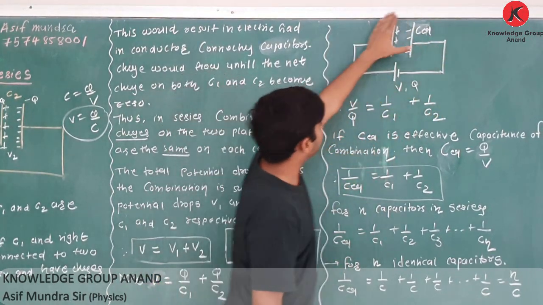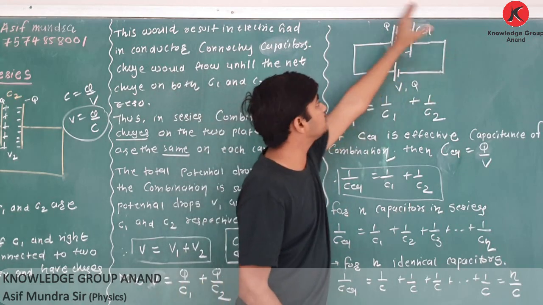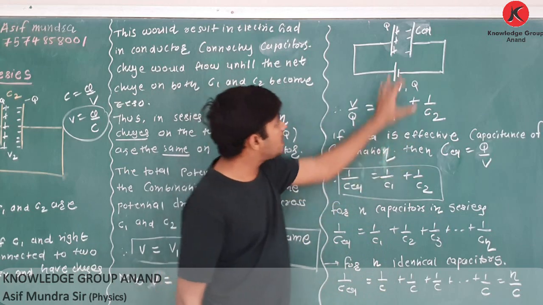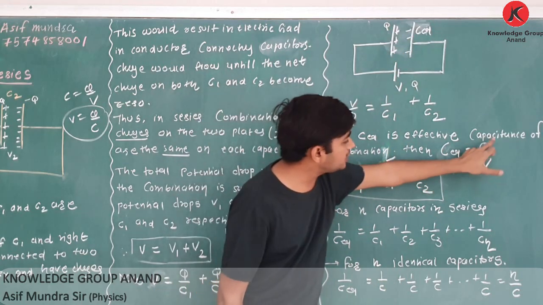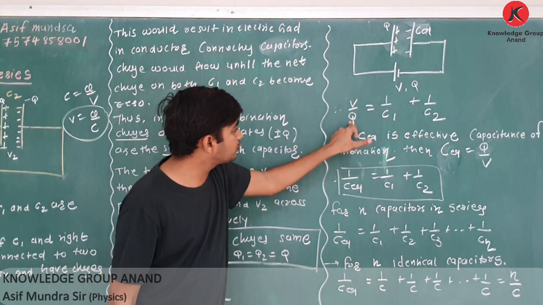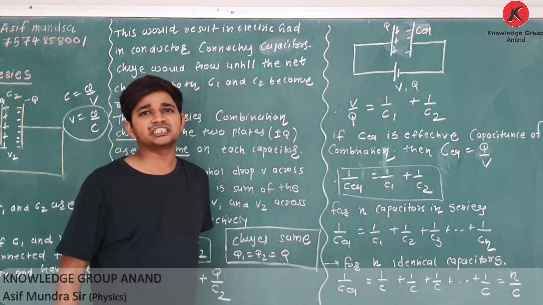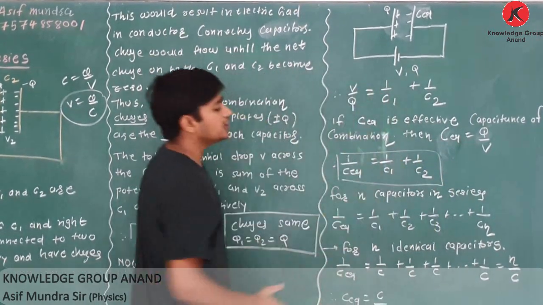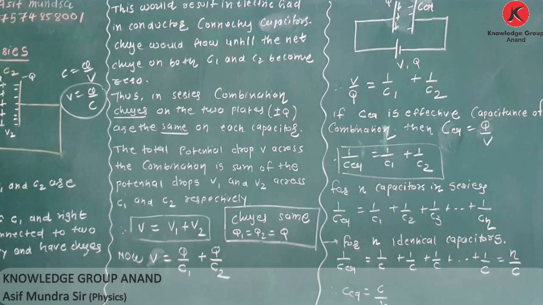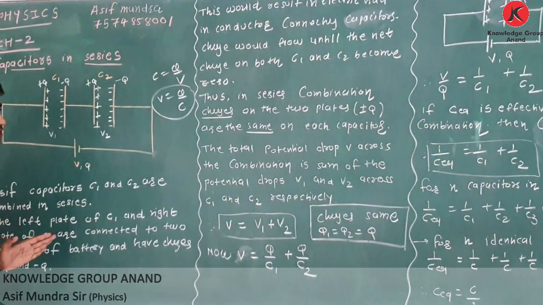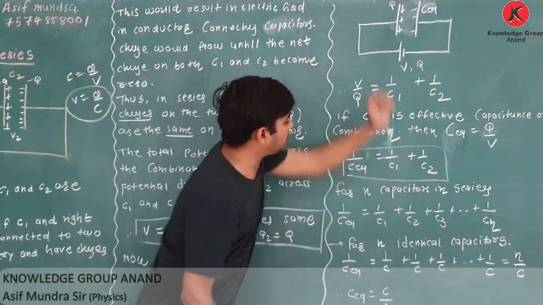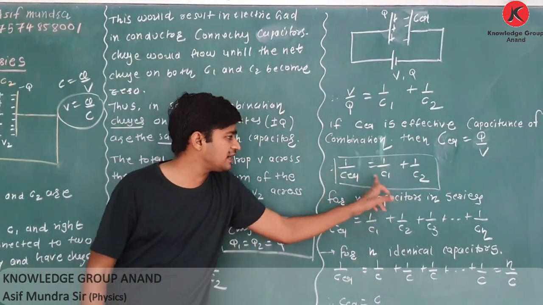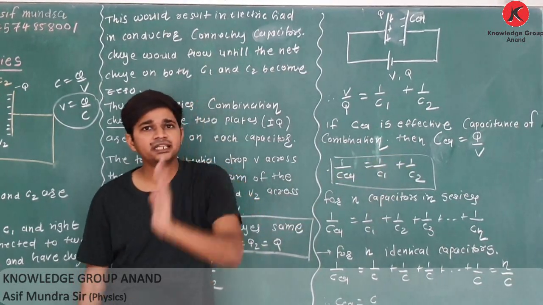So, see, if you make a relation for this capacitor, if C equivalent is the effective capacitance of the combination, then from this figure you can write C equivalent is equal to Q upon V. So here this V upon Q you have to replace by 1 upon C equivalent. Then 1 upon C equivalent is equal to 1 upon C1 plus 1 upon C2. It means if C1 and C2 are connected in series connection, then its equivalent capacitance is 1 upon C equivalent is equal to 1 upon C1 plus 1 upon C2.